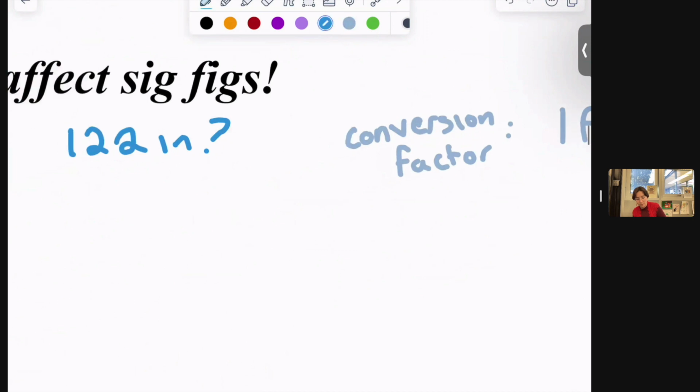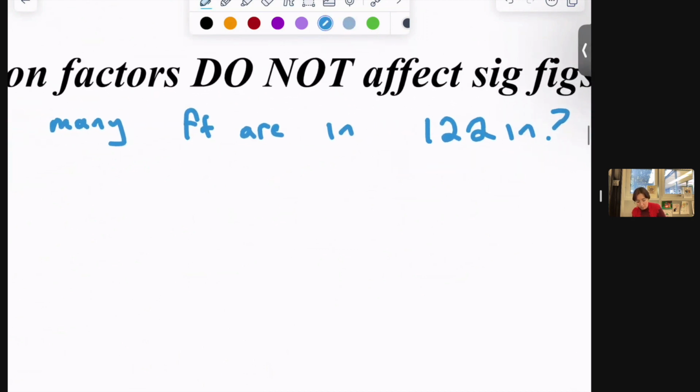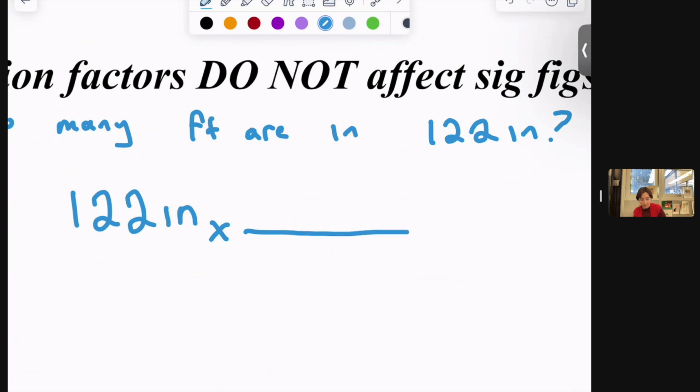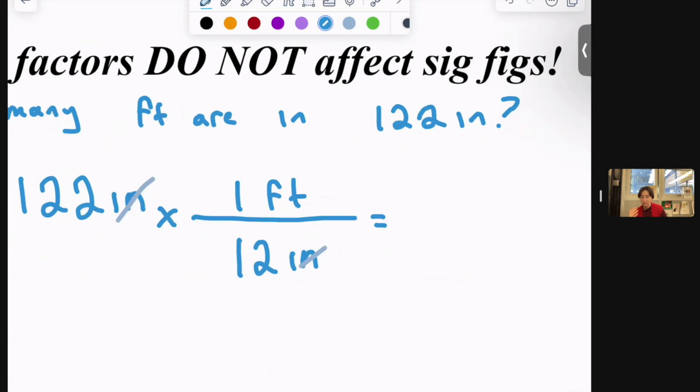So to solve this problem, and again, later in the year, we'll get way more comfortable setting up problems like this, but how I'm going to solve this is starting with my known 122 inches, and then I'll set up a fraction using my conversion factor with 12 inches on the bottom, 1 foot on the top, so that my units cancel. Again, we'll spend a lot more time with that strategy later, but this is going to be how I convert from one unit to the other. And if I plug it into my calculator, I'm going to get 10 point something, something, something, something. But then how do we decide how to round this?